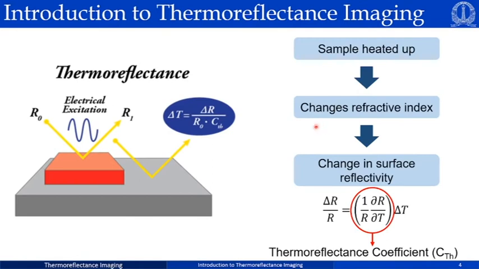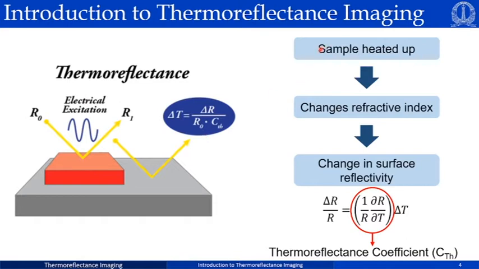Okay, so now let us introduce thermo-reflectance imaging technique. Thermo-reflectance imaging technique is a sensitive lock-in measurement technique wherein we measure the change in material's reflected light pixel by pixel. So what happens is, let's say this is the device and this is my active region of operation where the device electrical excitation is applied.